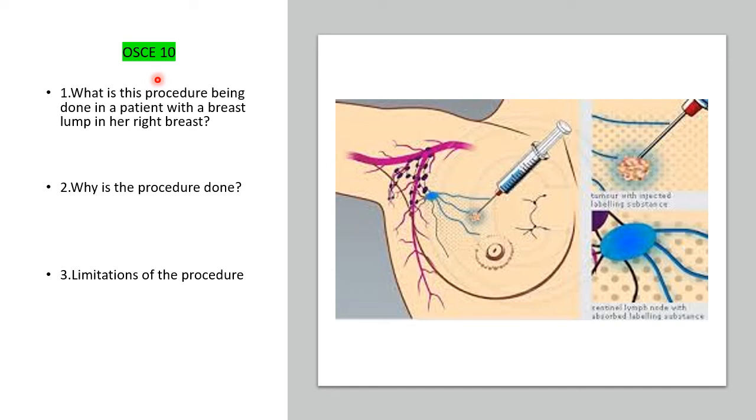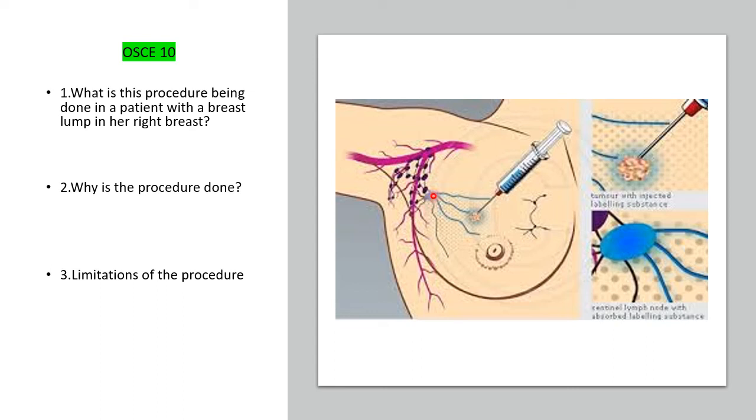OSCE number 10. What is this procedure being done in a patient with a breast lump in the right breast? Why is the procedure done and what are the limitations of the procedure? Okay, this is the breast, the lump here. The dye is injected into the peritumor tissues, and it is traced until it reaches the nearest lymph node. The lymph node is detected, excised, and sent for histology to confirm the presence of malignancy.